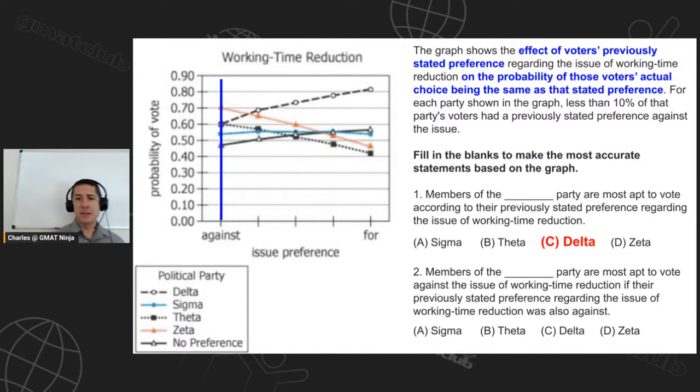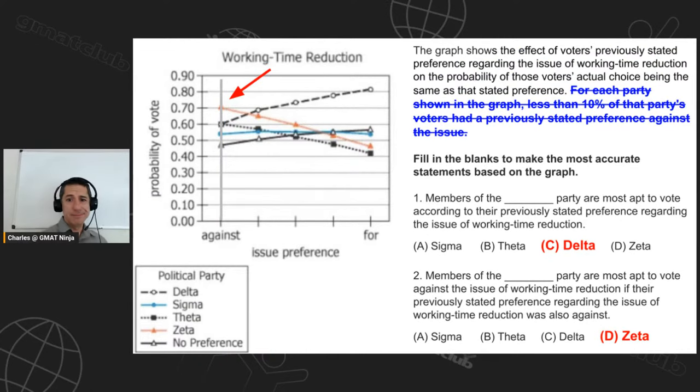All right, what about this next one? Question number two, members of the blank party most apt to vote against the issue of working time reduction if their previously stated preference was also against. Who's the against? That's that blue line right there. So we already kind of looked at this a moment ago as I was trying to make sense of the graph. Yeah, that blue line, what's up at the top? What's the highest probability given that their previously stated preference was against? Well, it's that kind of reddish orangish line again. That's the zetas, and we got it.